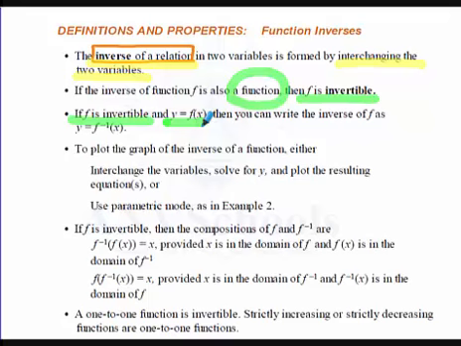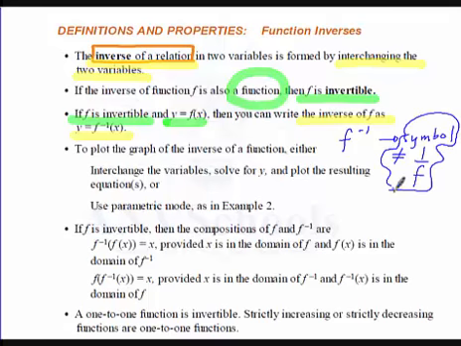Now if f is invertible and y equals f of x, meaning it's a function, then you can write the inverse of f as f inverse of x. Now the f negative 1 shouldn't be confused as an exponent. Okay? This is just a notation, a symbol for inverse, which is not equal to 1 over f. That's a totally different term. f of negative 1 here is just a notation for inverse.